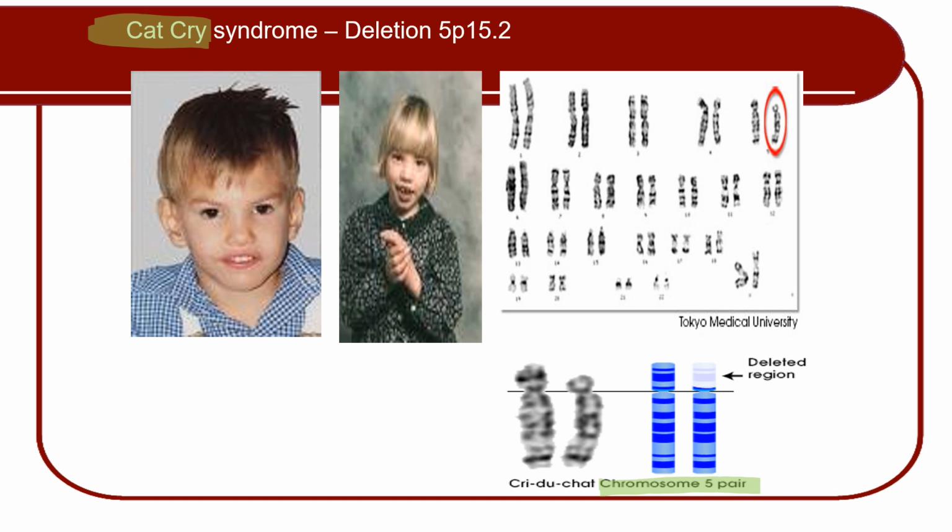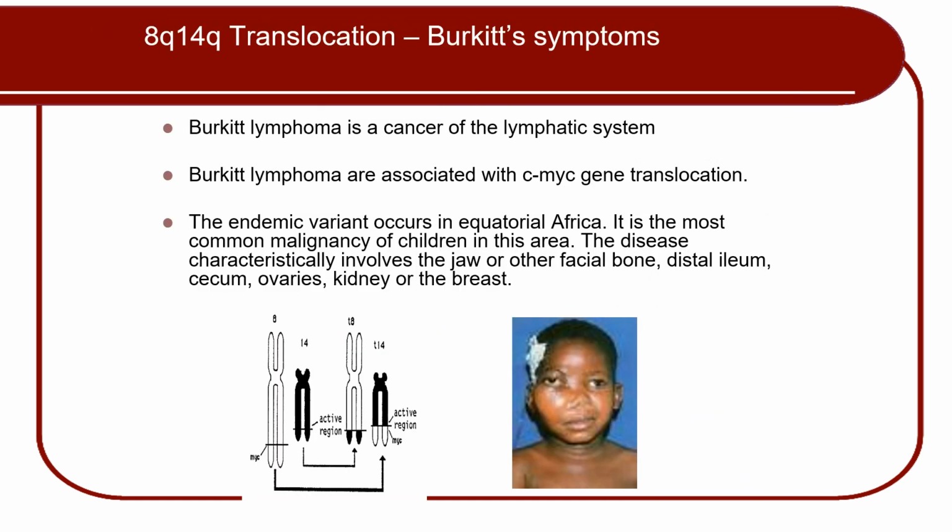This also is associated with severe abnormalities and intellectual impairment, as well as organ and facial abnormalities. And then the last one is a translocation, where a piece of chromosome 8 gets switched with chromosome 14. And this one actually is associated with a type of cancer called Burkitt's lymphoma.